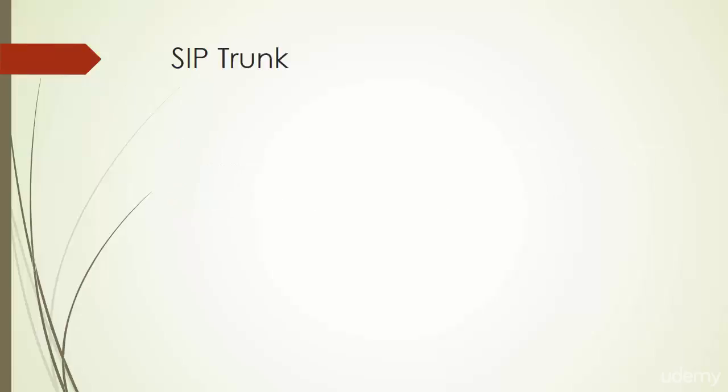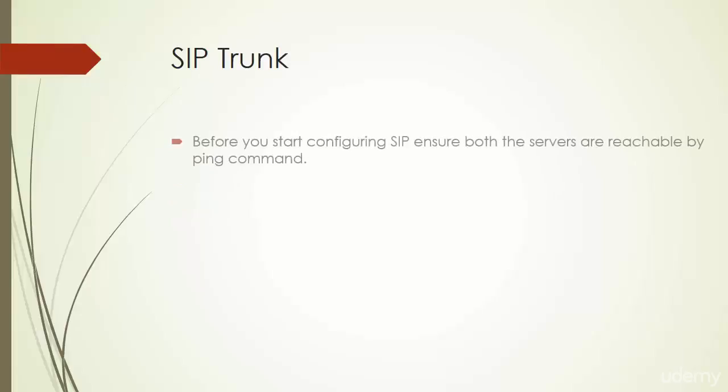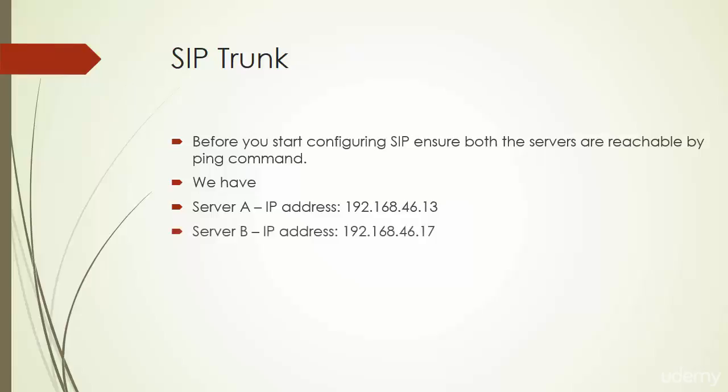Before you start configuring a SIP trunk, ensure both the servers are reachable by the ping command. So just make sure that your VPN is up and running and you can ping both servers. Okay. We have server A with the IP address, as you can see, 192.168.46.13, and server B with IP address 192.168.46.17.